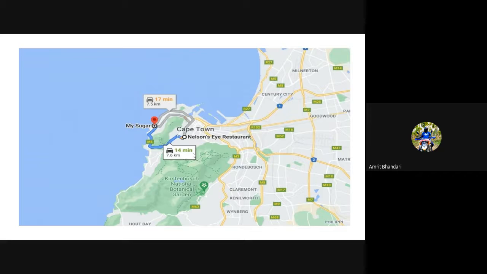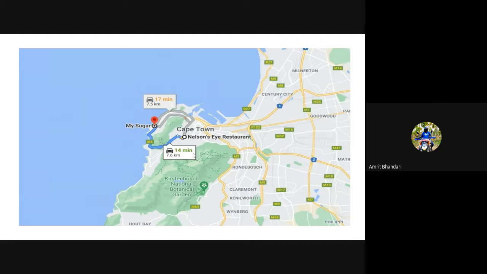After completing our delicious dinner from Nelson Eye Restaurant, we all wanted to move on for our dessert, and we found a place near the Nelson Eye Restaurant. The name of that bakery is My Sugar Bakery, and it lies on the seaside point at Rand Building, 77 Regent Road. The distance from the Nelson Eye Restaurant to My Sugar Bakery is about 7.6 kilometers, which takes only 14 minutes by car.